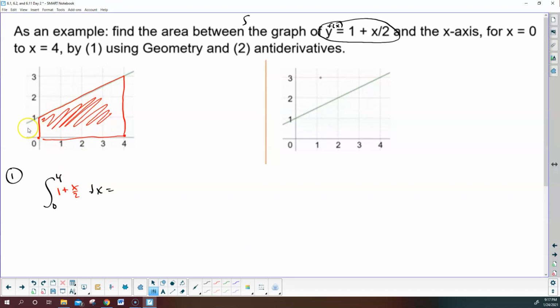This is just a trapezoid. It's got a base 1 of 1. It's got a base here. Now notice the output. This distance is 3. And then what's the width? From 0 to 4, it's 4. So I would do 1/2 base 1 plus base 2 times the height. And 4 times 4 is 16. 16 cut in half is 8.